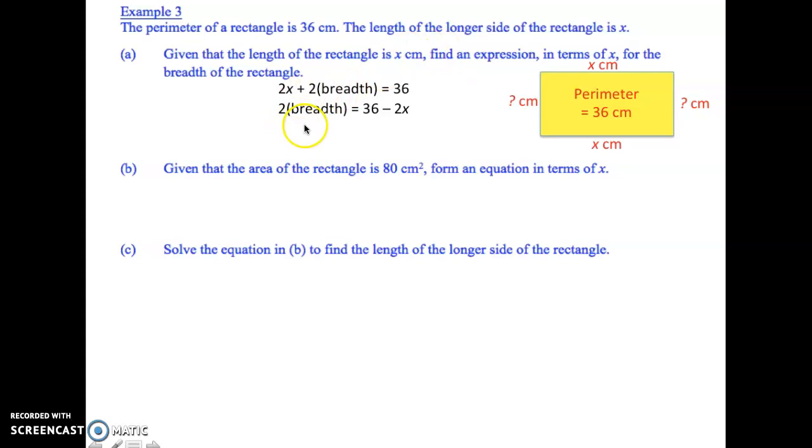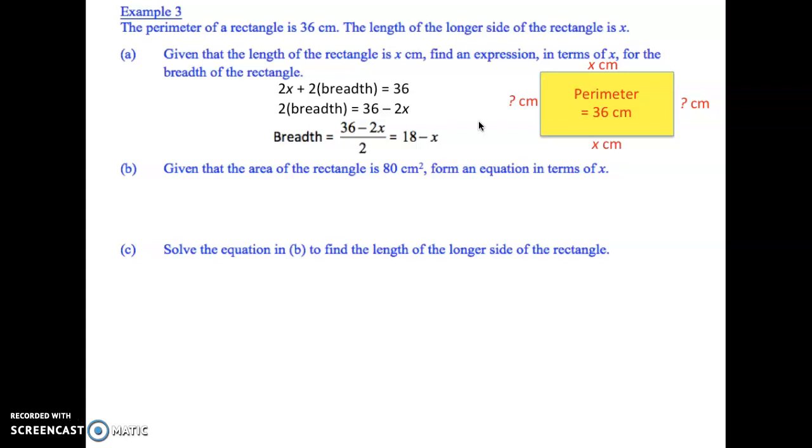Working this out, if we move 2x to the right hand side, remember to change the sign. So now we have 2 times breadth is equals to 36 minus 2x. As such, the breadth can be denoted with 36 minus 2x divided by 2, which when simplified gives us 18 minus x.